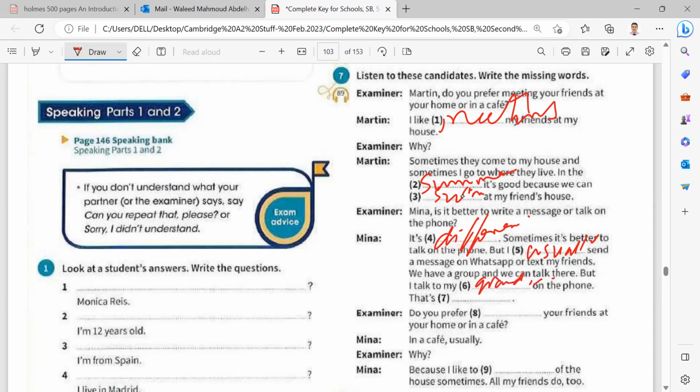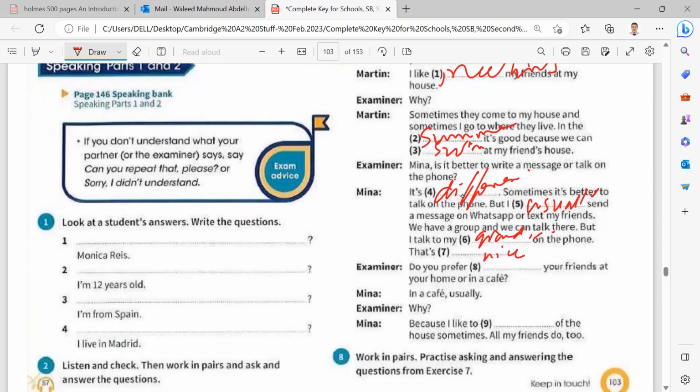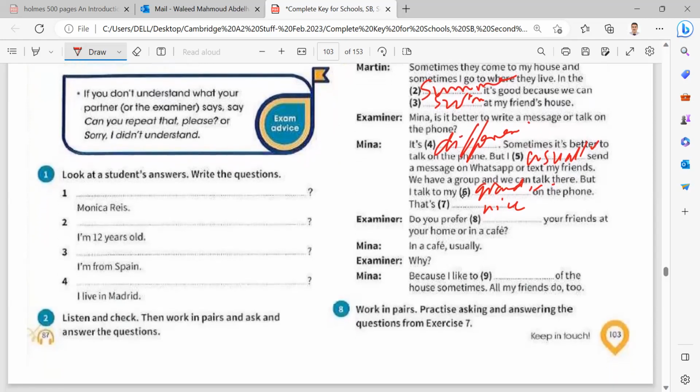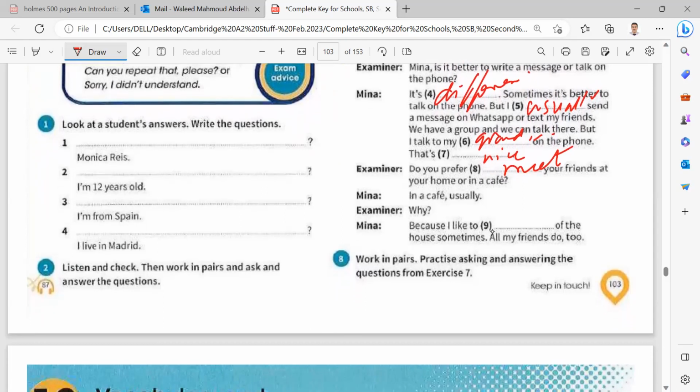That's nice. Okay. Then, do you ever meet your friends at your home or in a cafe? In a cafe, usually. Why? Because I like to get out of the house sometimes. All my friends do too.